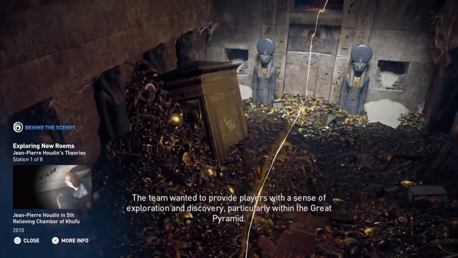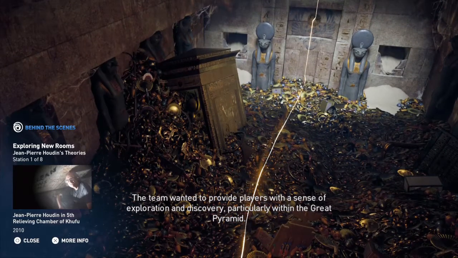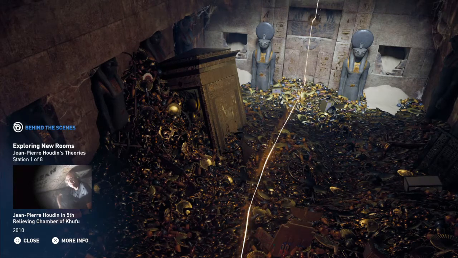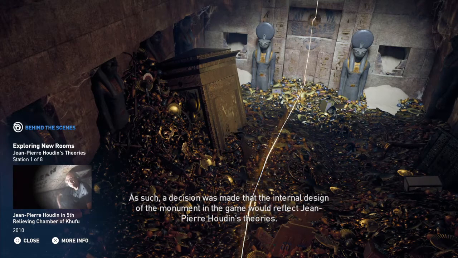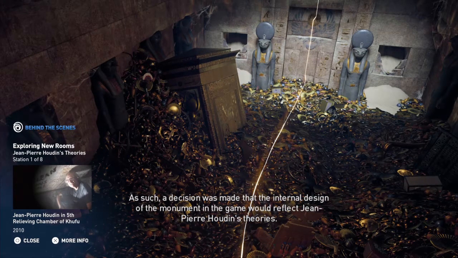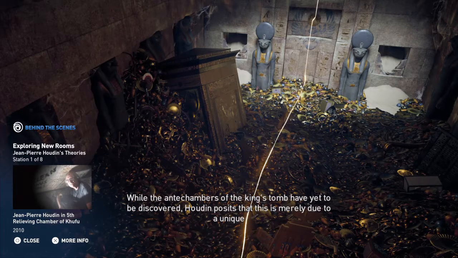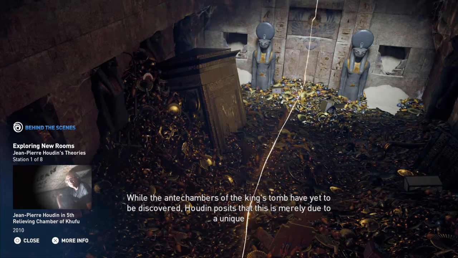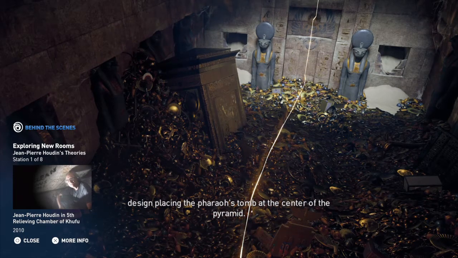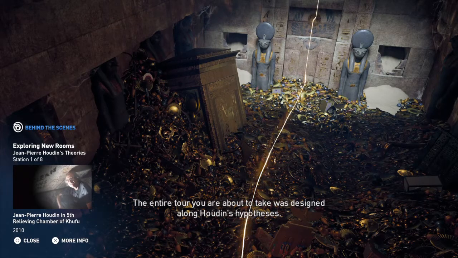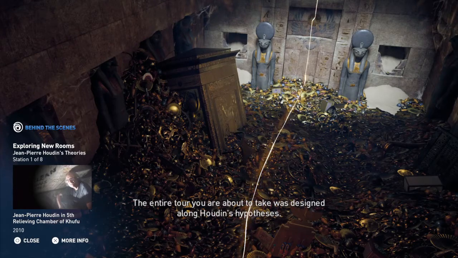The team wanted to provide players with a sense of exploration and discovery, particularly within the Great Pyramid. As such, a decision was made that the internal design of the monument in the game would reflect Jean-Pierre Houdin's theories. While the antechambers of the king's tomb have yet to be discovered, Houdin posits that this is merely due to a unique design, placing the pharaoh's tomb at the center of the pyramid. The entire tour you are about to take was designed along Houdin's hypotheses.